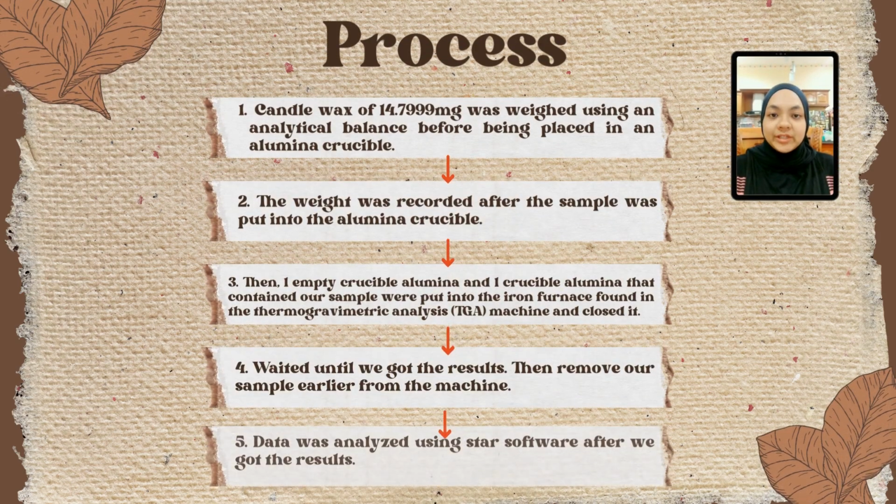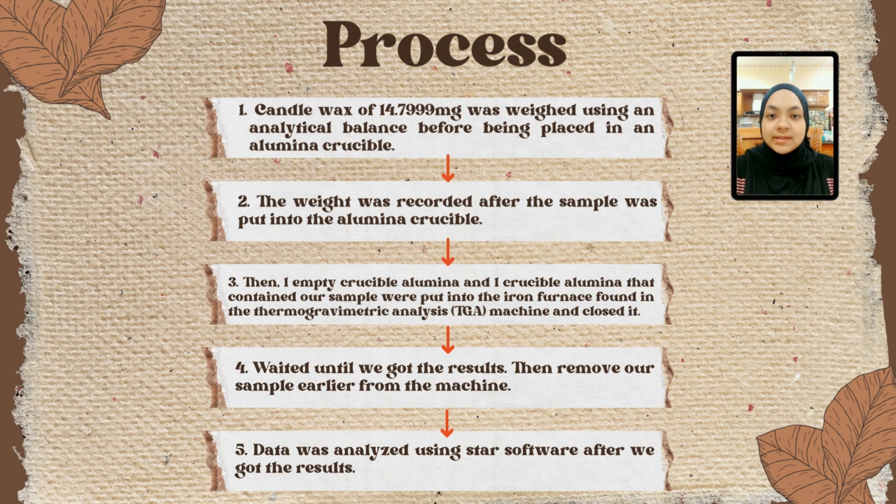For the process of TGA, we use candle wax as our sample. First, we weigh the sample until 14.7999 mg using an analytical balance before putting it into an alumina crucible. After that, we record the weight. Then, we put one empty alumina crucible and one alumina crucible containing our sample into the TGA machine to get the result. Lastly, after getting the result, we use FTIR software to analyze the data.